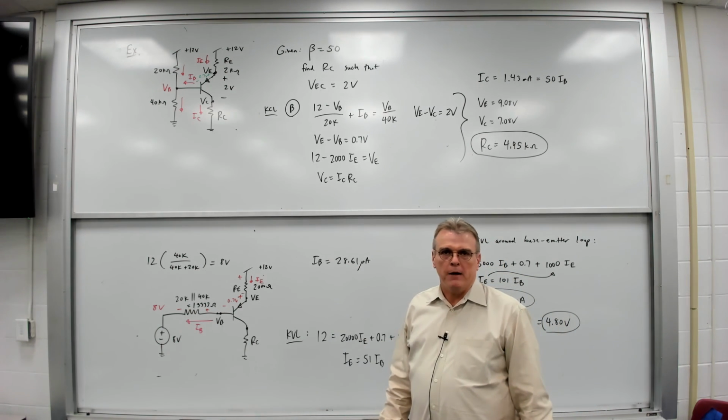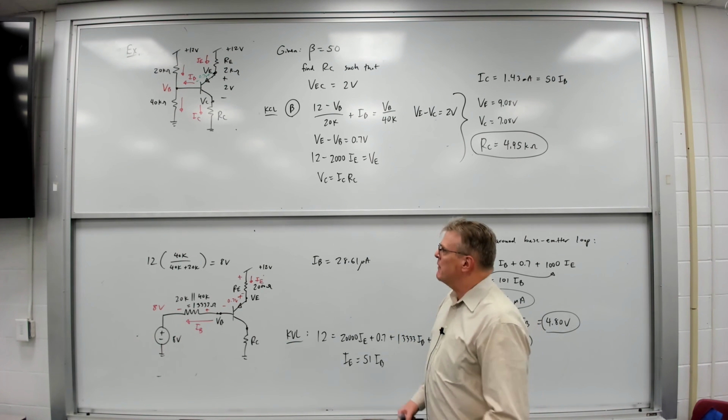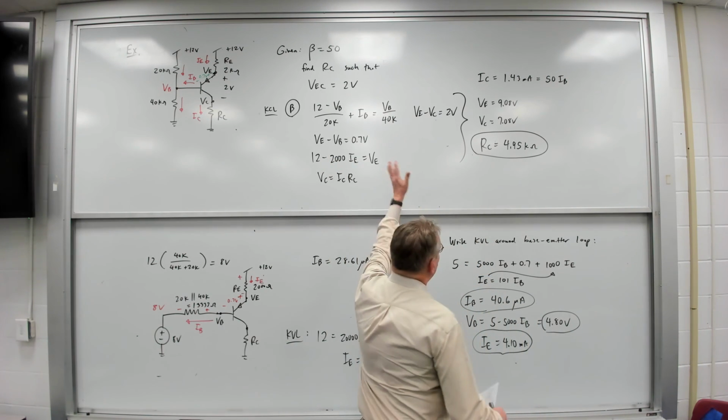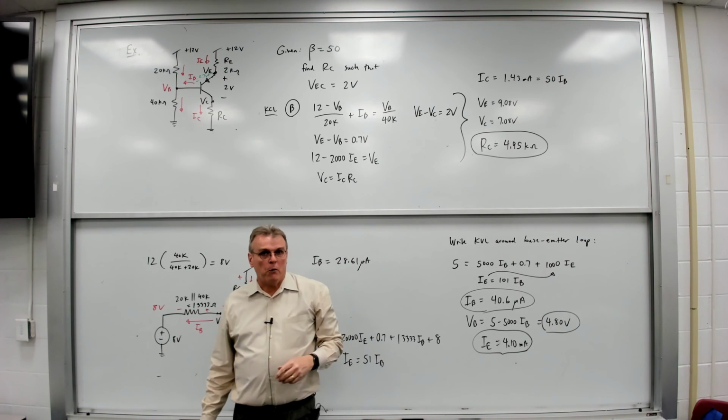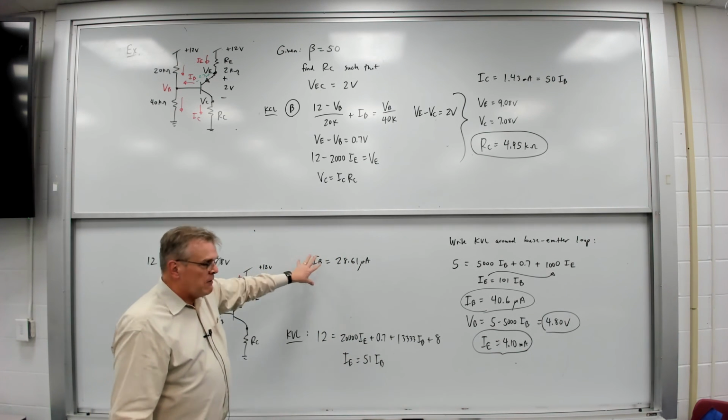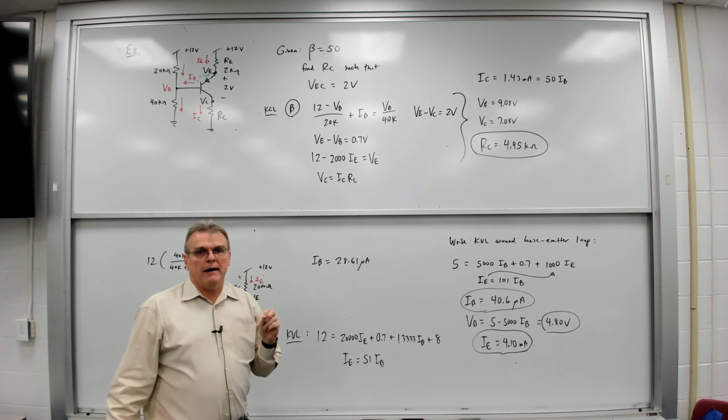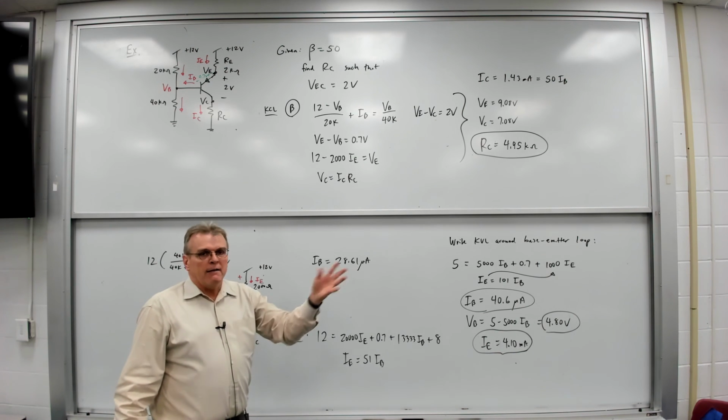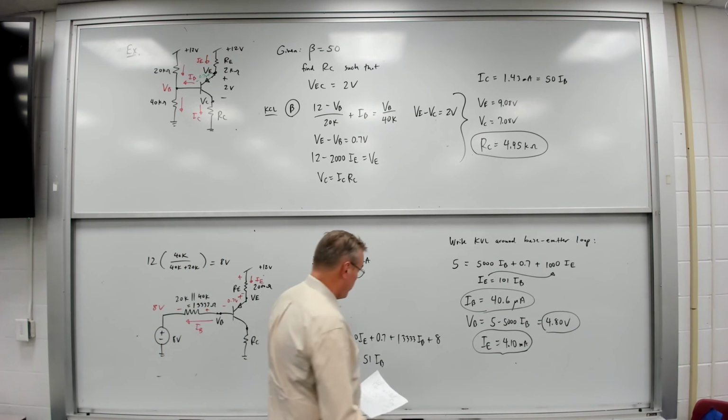which is one of the reasons why the book shows you how to do it this way. It can be, rather than just blindly writing equations and hoping you haven't forgotten an equation. This is a way of getting two of the most critical parameters solved right off the bat. And once you know IB and IE, everything else falls into place. Okay?